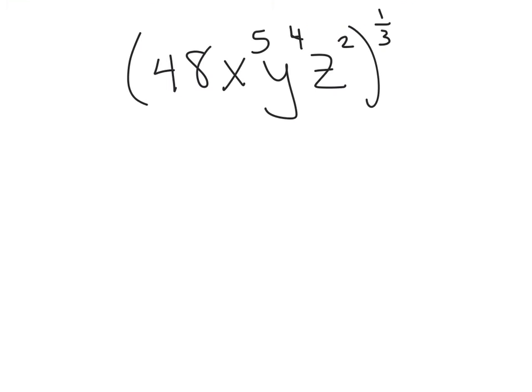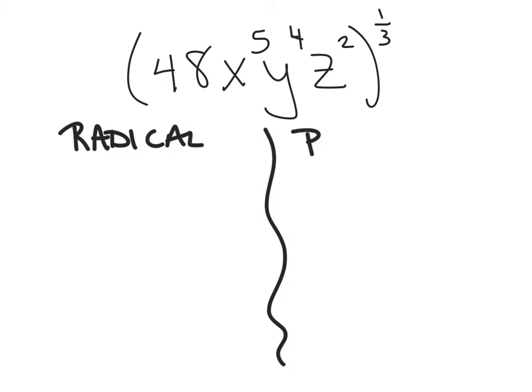So let's try another similar one. Notice it's the same problem, but instead of being raised to the 1/2, it's now raised to the 1/3. So we're going to split it and do it two ways. We'll call this the one with the radical, and then rational exponent.